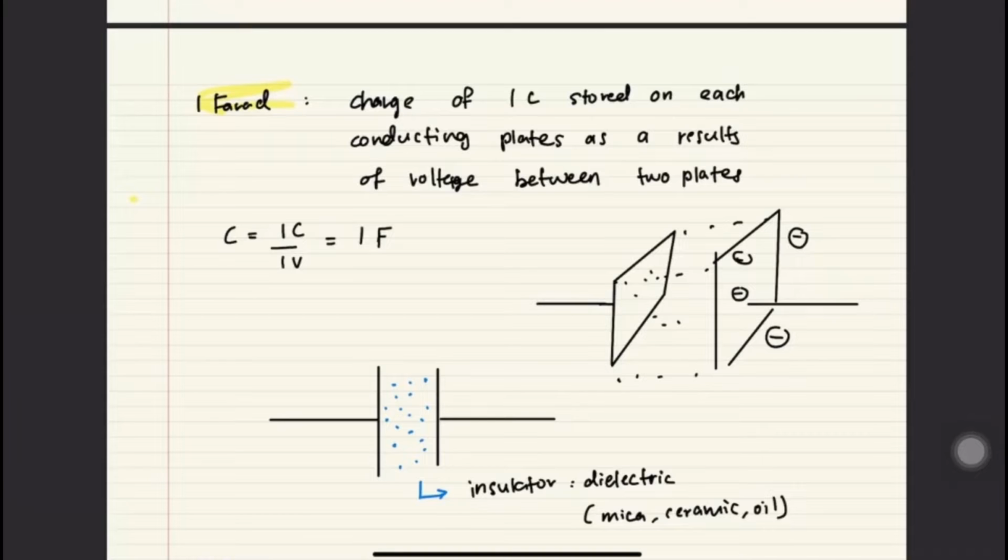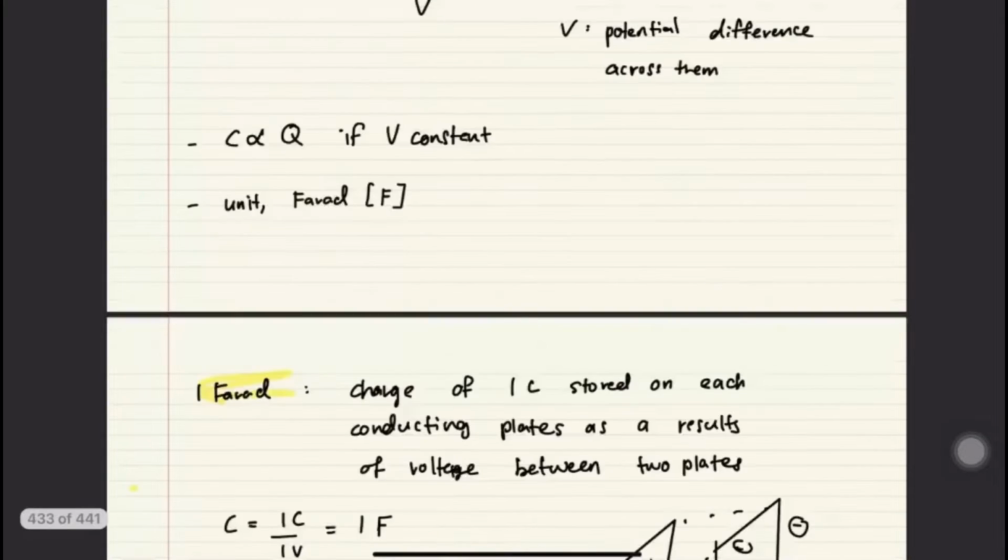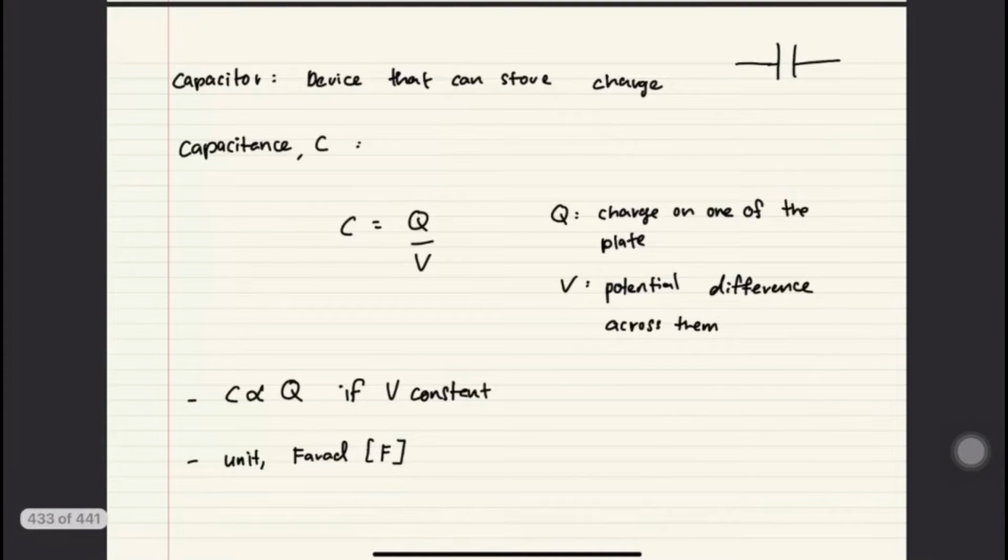Dia ada banyak jenis dielectric material, contohnya mica, ceramik or any insulator. Nanti kita belajar details dekat subtopik tu. Okay, the main equation yang for now yang kamu kena betul-betul tahu is this one.